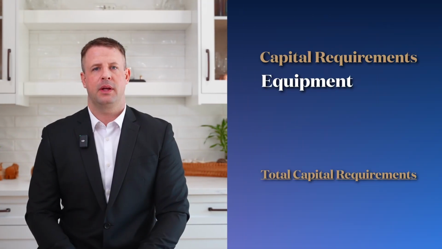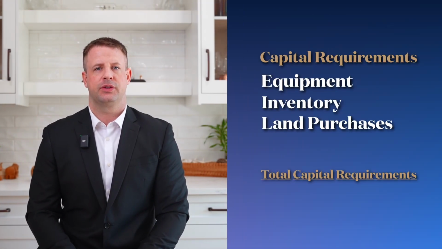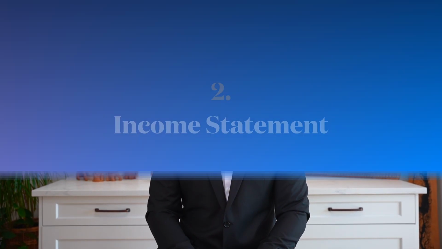Basically, your capital requirements chart outlines all the items you need to pay for before securing a loan. Lenders will want to know how much money you need and what you need it for. This might include equipment, inventory, land purchases, or even working capital for the first year of your business. Next, let's get on to the income statement.